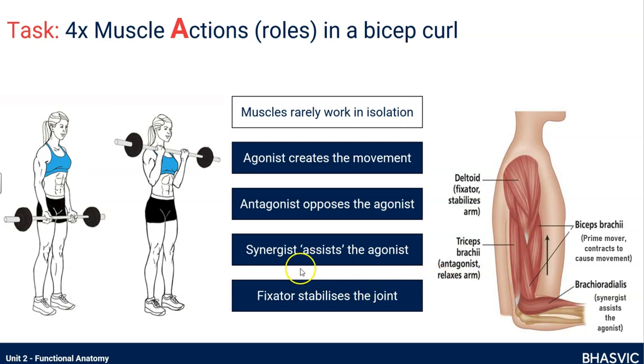However, a synergist takes on the role of assisting the agonist. It helps the agonist. If you remember synergists assist, that's a really nice way of remembering. We've got a muscle that also goes over the elbow joint, but it's much smaller than biceps brachii. So brachioradialis, during flexion, is a synergist. It plays the role of a synergist. It helps a bit. It's not big enough on its own to do the whole flexion movement. Biceps brachii is the bigger muscle, but brachioradialis helps and plays the role as the synergist.